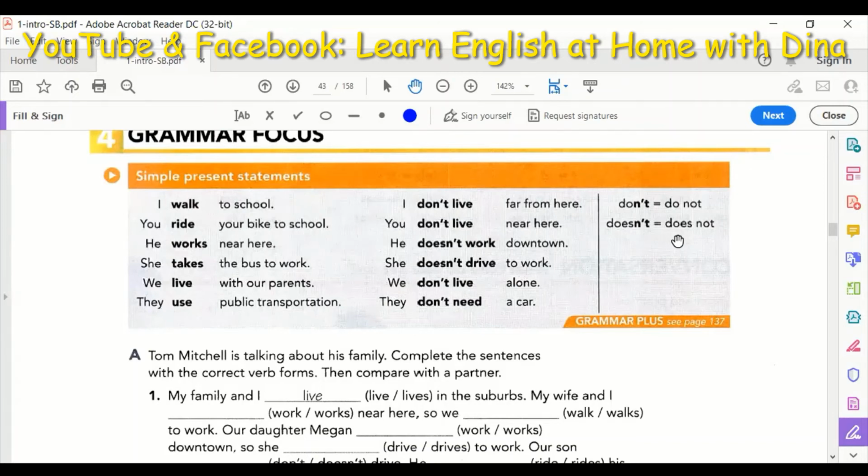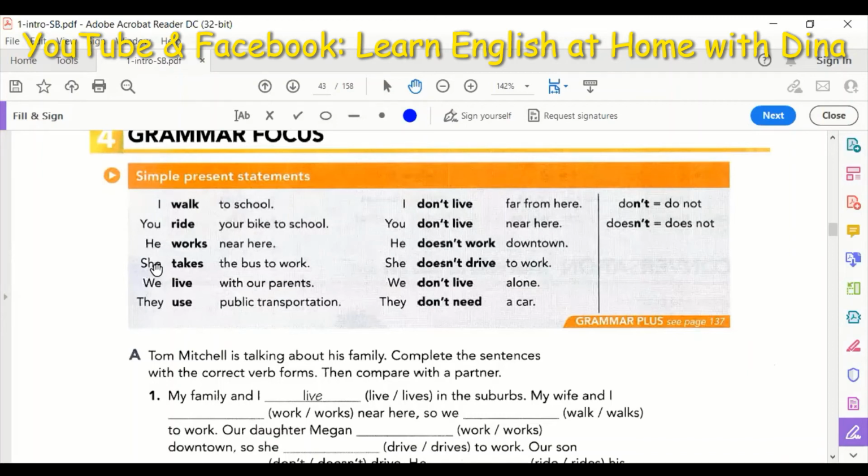Doesn't equals does not. Okay, I hope that's clear. As you can see, I walk, the verb has nothing added to it. The verb is in the infinitive. You ride. When I want to negate, with I and you, I use don't. I don't live far from here. You don't live near here.